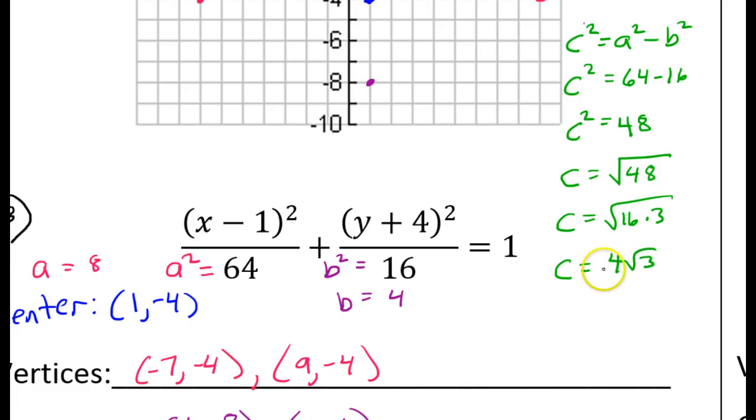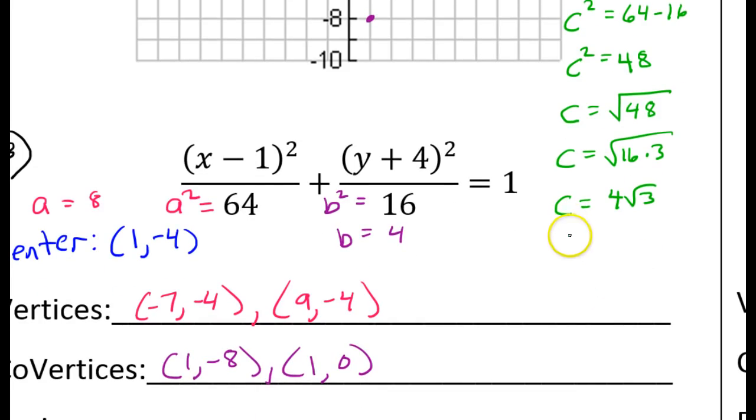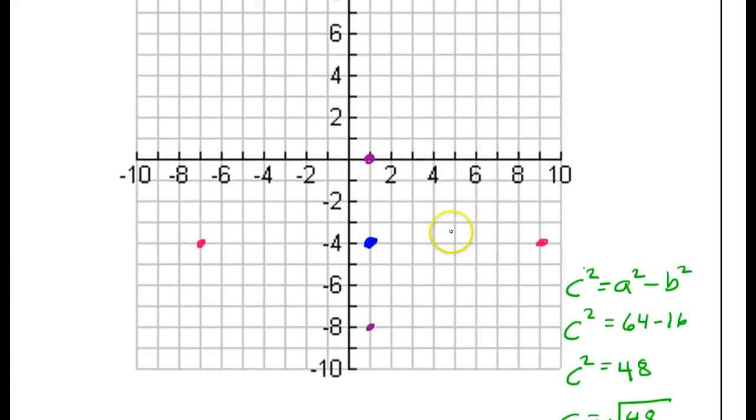So I'm going to use this to help me find the foci. But first, I could use a decimal approximation. C is approximately 6.9. Okay, the foci always go in the same direction as the vertices. They always go the long way. So let's see, 2, 4, 6, 6.9 should be about here. And if I go 6.9 to the left, that's going to be about here. Might as well go ahead and draw the ellipse while I'm at it.